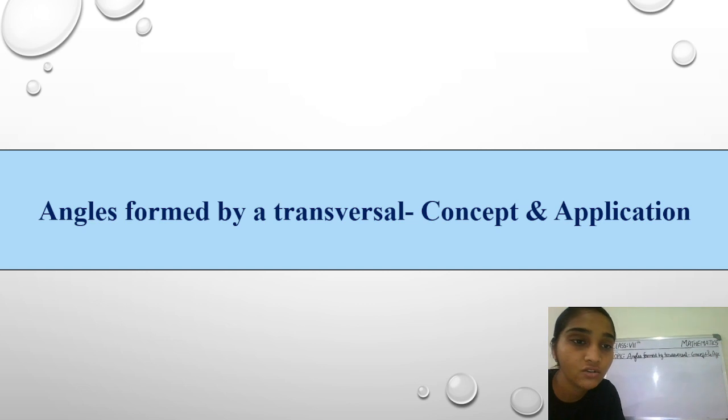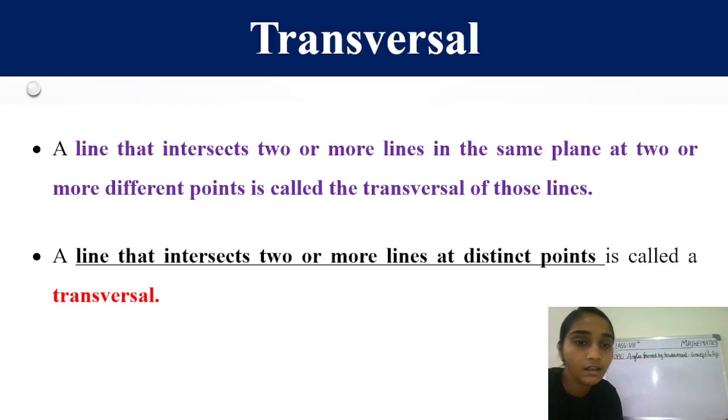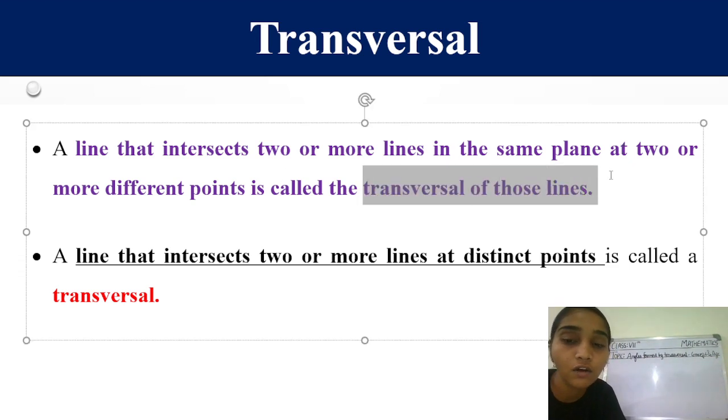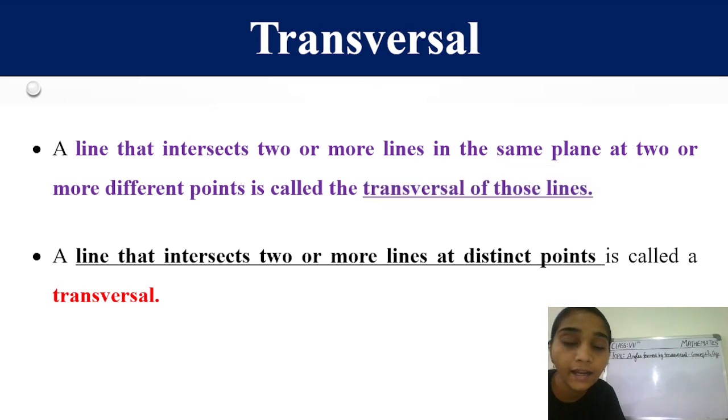So students, what is actually a transversal? If you have to define it in your own words with the help of this: very good, a transversal is a line which intersects two lines at distinct points. A transversal is a line that intersects two or more lines in the same plane at two or more different points. That is called the transversal of those lines.